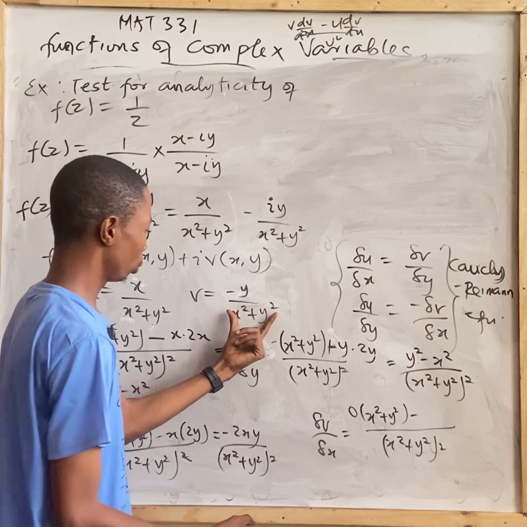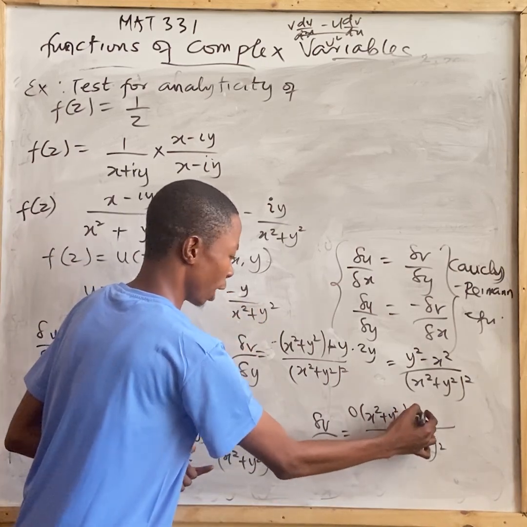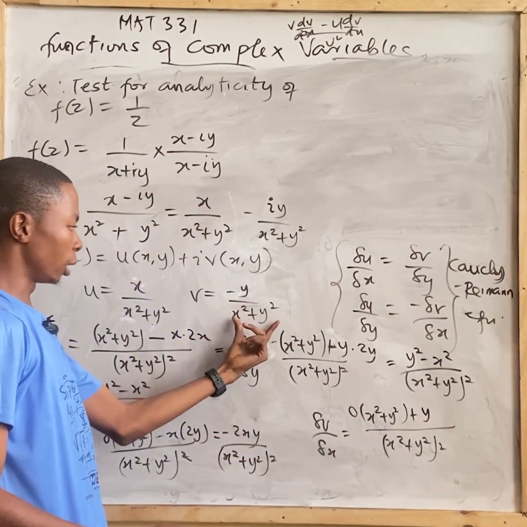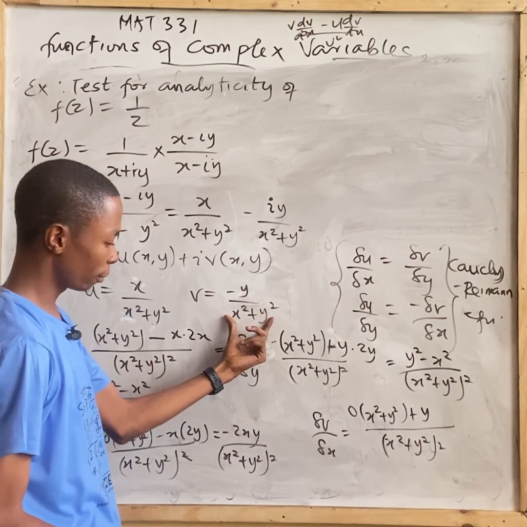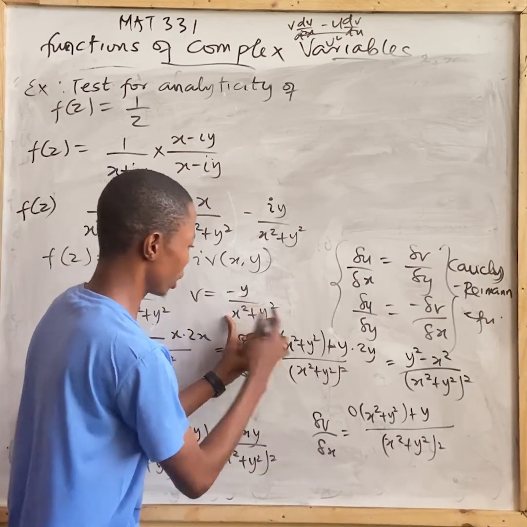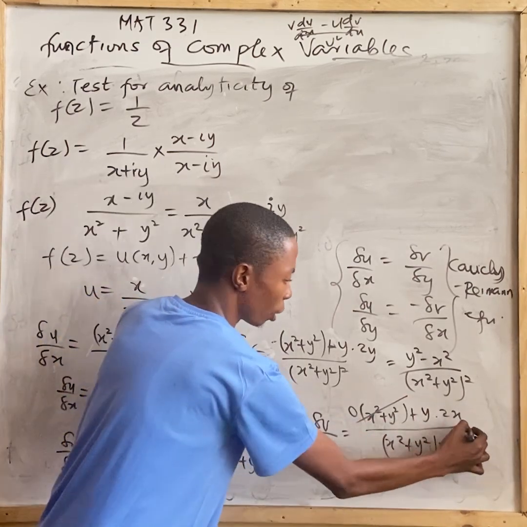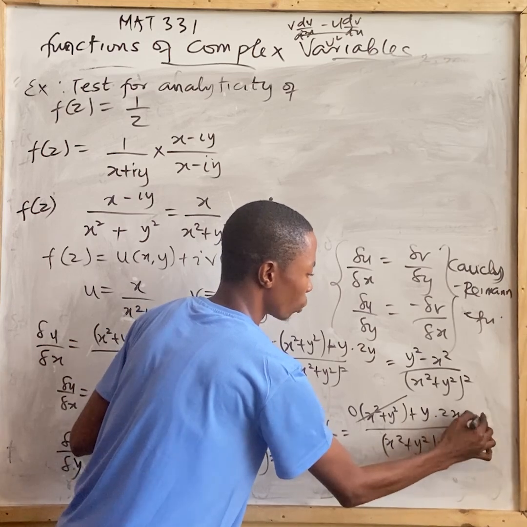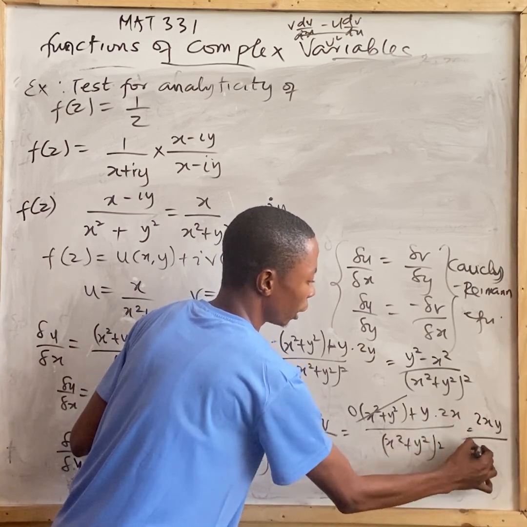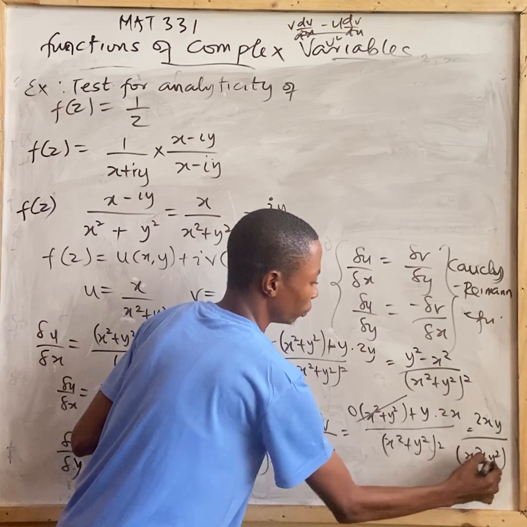Minus u is a negative number, so that's plus y now. The derivative of the second one with respect to x: if I differentiate this one, that's 2x, and anything times 0 is 0. So we are going to have 2xy all over x squared plus y squared, all squared.